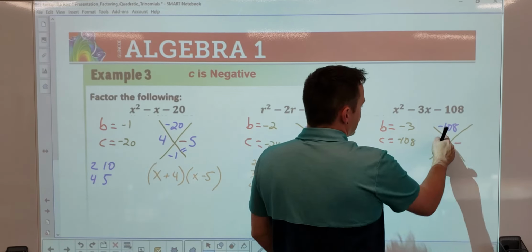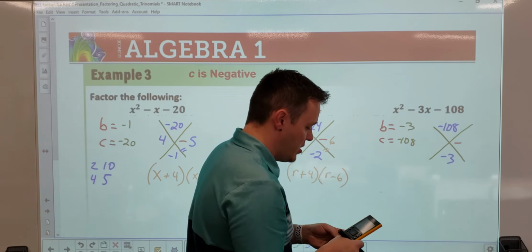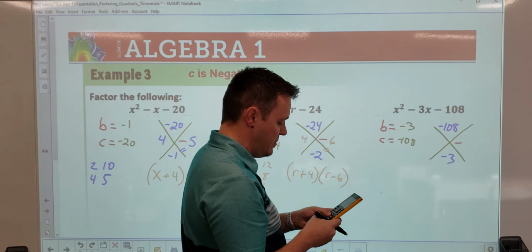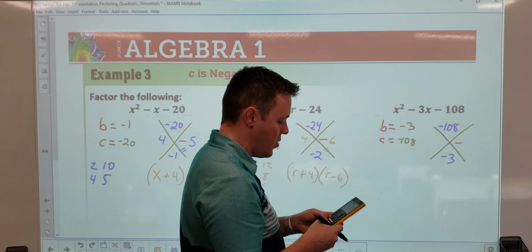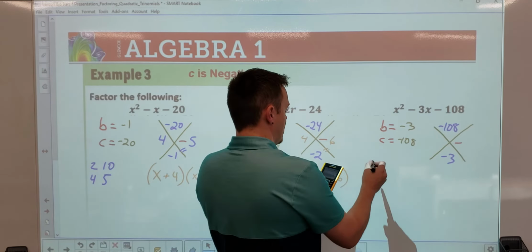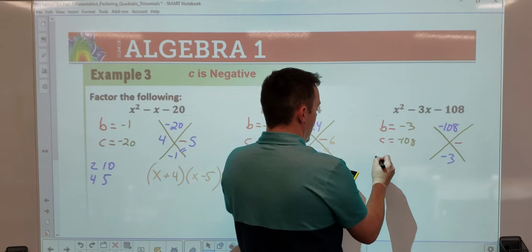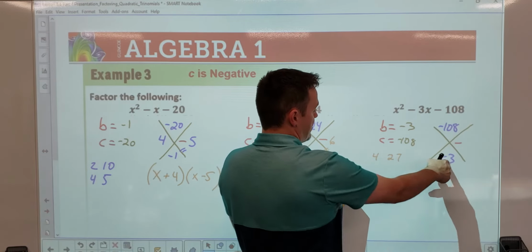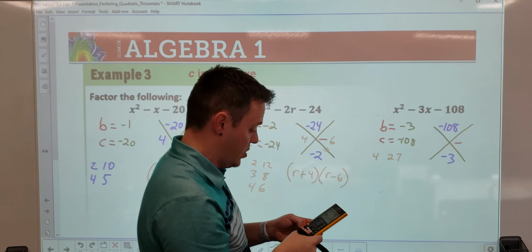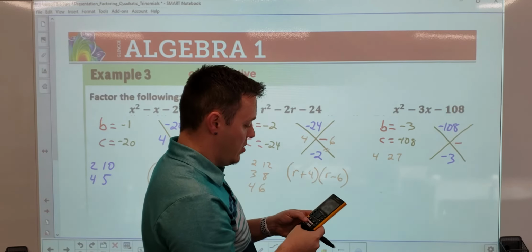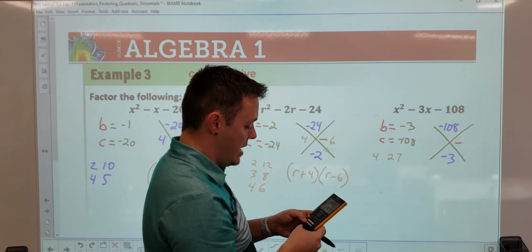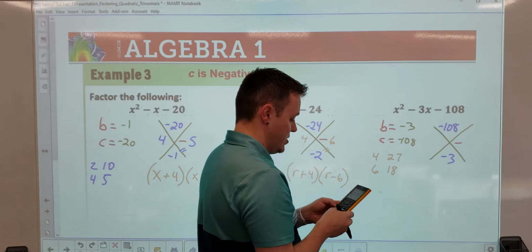All right, that last one here. I do not know 108 off the top of my head. So I'm going to start with a bigger number, 4. 108 divided by 4 is 27. So I know I got 4 and 27. I'm trying to get down to 3, so I got to get something that's really close. So let's try 108 and 6. That'd be 18. So 6 and 18, close, but not close enough.